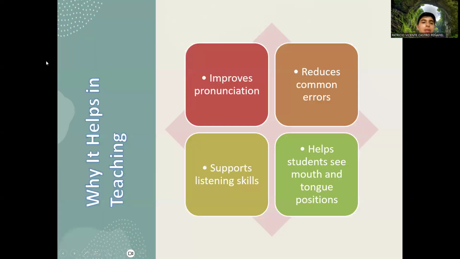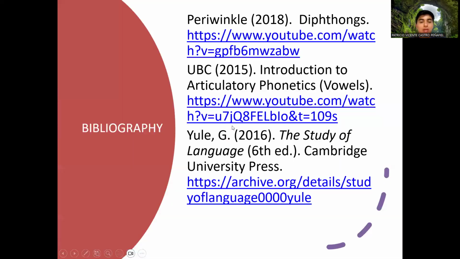Okay, so why does it help in teaching? Knowing this is useful because English has many similar words that only change because of the vowel sound. So understanding vowel classification helps us pronounce words better, understand native speakers more easily, and avoid confusing similar-sounding words. So don't forget what we have explained and seen here, because this is really important to pronounce different words and vowels correctly, of course, because that's the topic of this presentation.